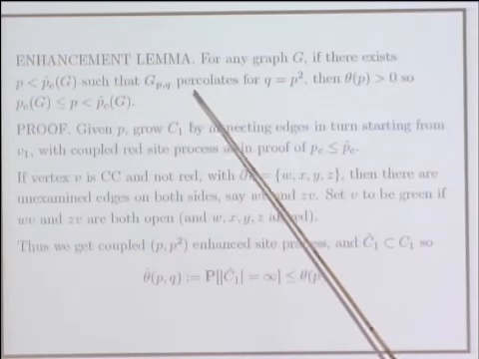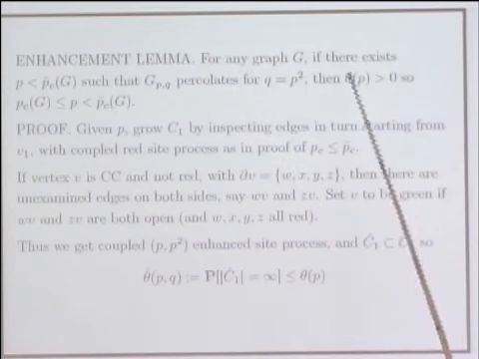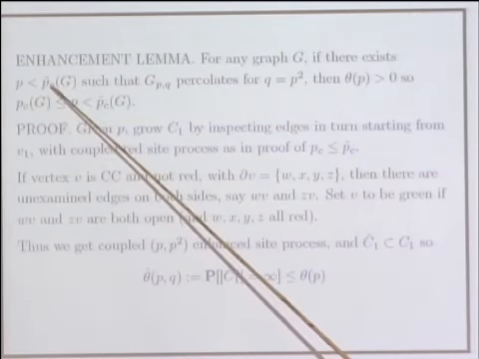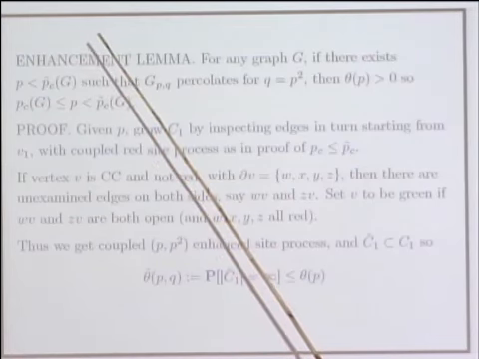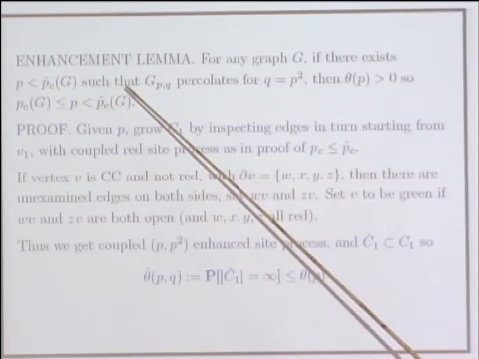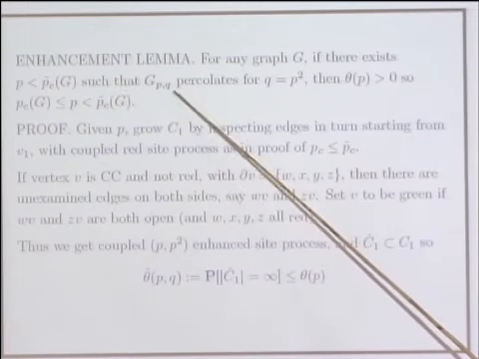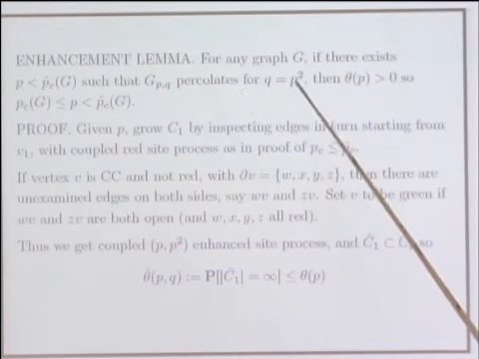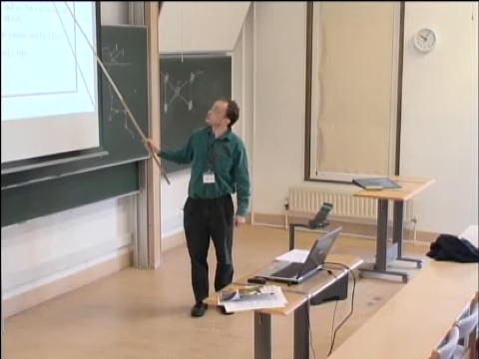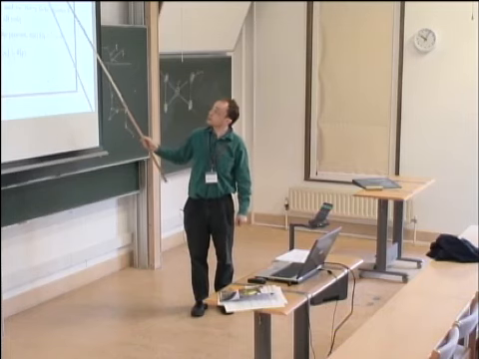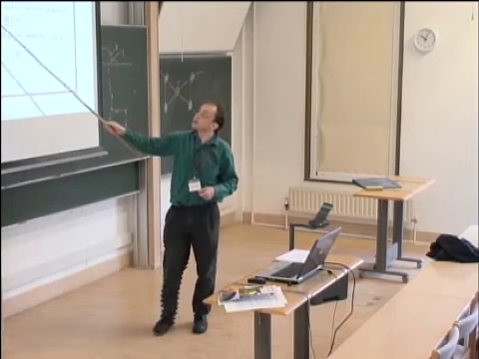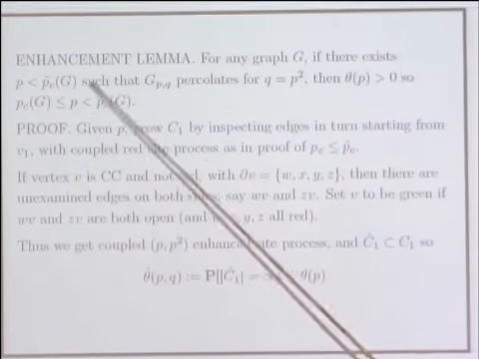enhancement arguments. For any graph, if there is some p which is below the site percolation probability, so we're thinking that the bond percolation ought to be able to percolate at a lower p than the site percolation probability. So if there's some p which is subcritical as far as site percolation goes, such that if you enhance with parameter q equals p squared, then this is the bond. So if the enhanced site percolation percolates, then the bond percolation also percolates at this parameter p, which is less than the pc.